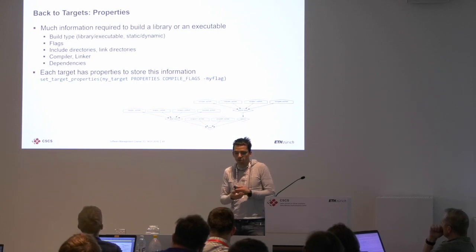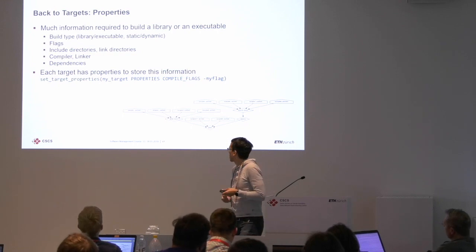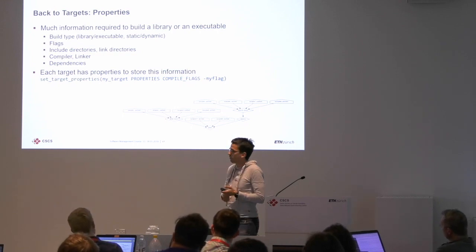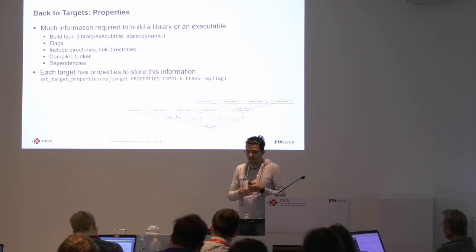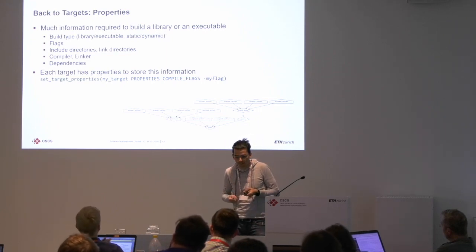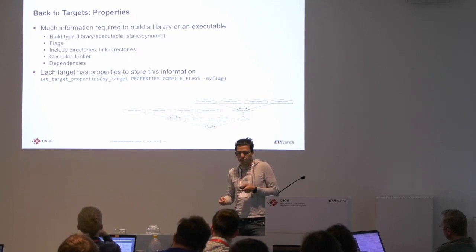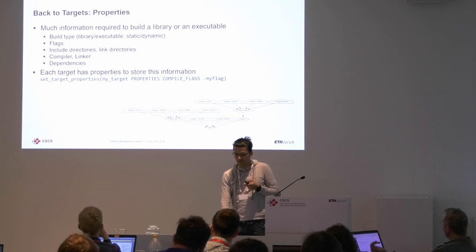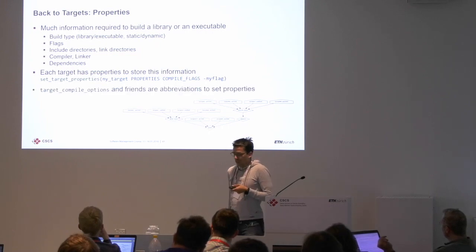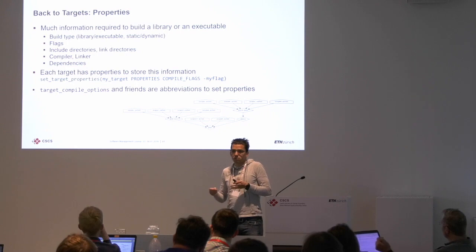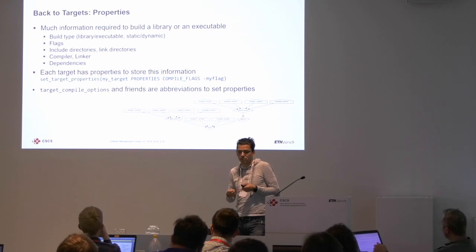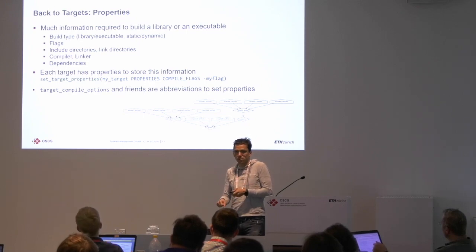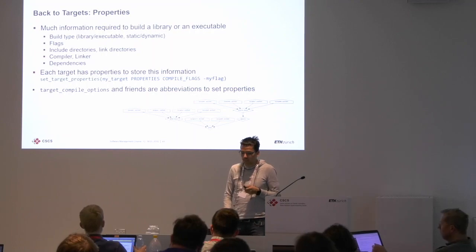This is just a list of properties that each target has, and we can set those properties. So for example, we can set the property COMPILE_FLAGS of the target my_target, and we can write there -my_flag. So we will compile my_target with -my_flag. And all those target_compile_options commands, all those target commands are just abbreviations or shortcuts for set_target_properties. So they are just setting a property, some string, connected to that target.